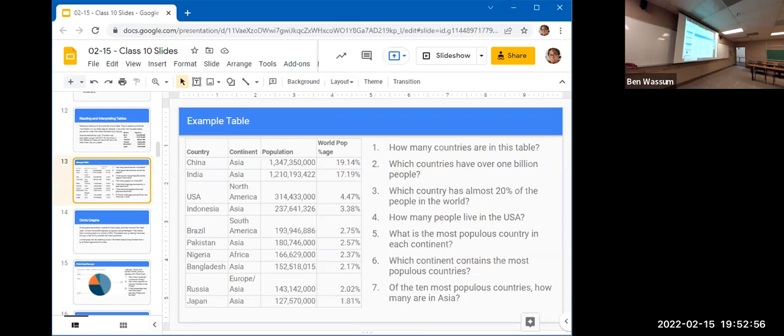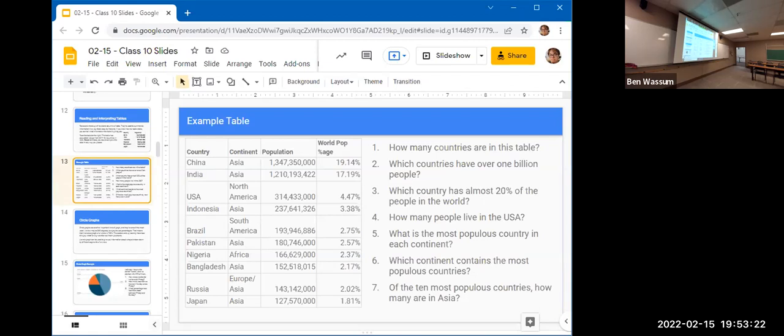So in this particular table, we have a list of very populous countries, which continent they're on, what their population is, and the world population percentage. And that one is just how much of the world happens to be in there. And again, this is all data from 2011. So obviously there's more humans now than then.